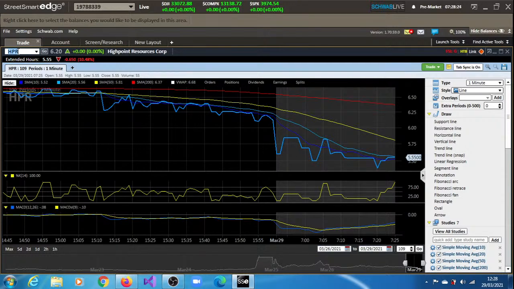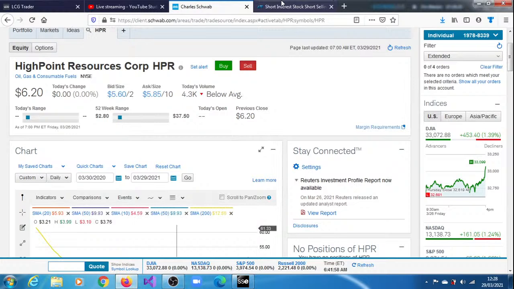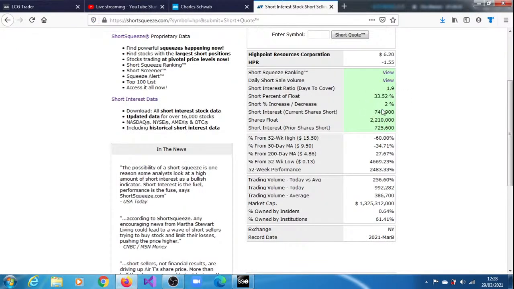The US markets will open in about 2 hours, and we'll just quickly begin with HPR. HPR is down 10.48%. HPR has a tangible amount of short interest. You can see the short interest is 33.52%.